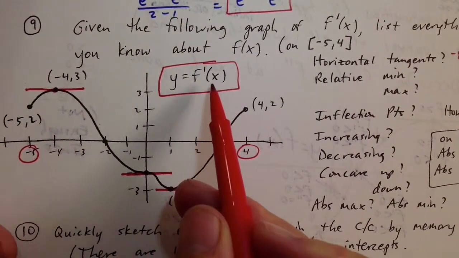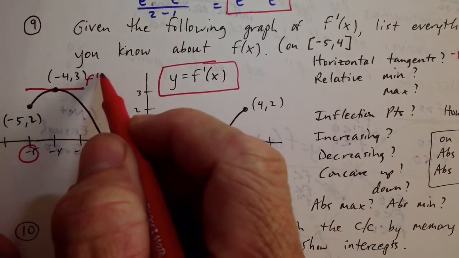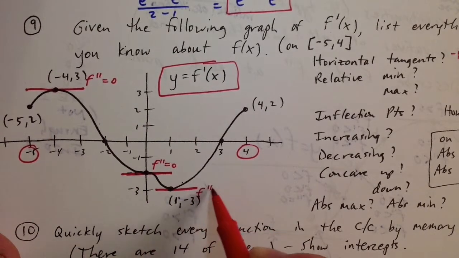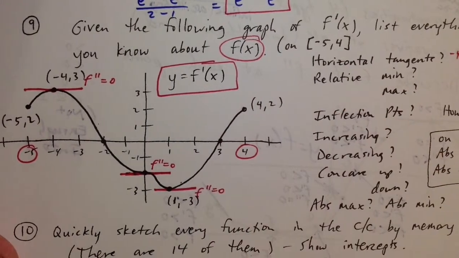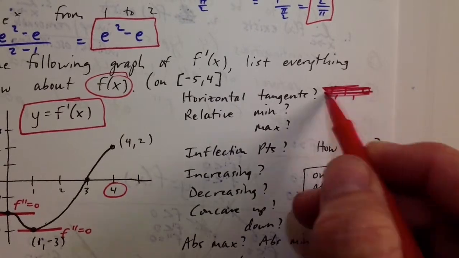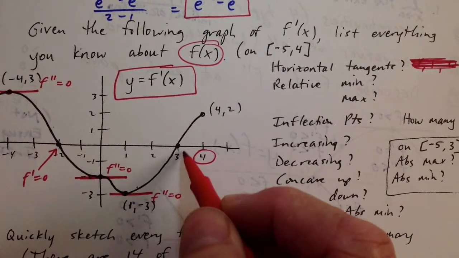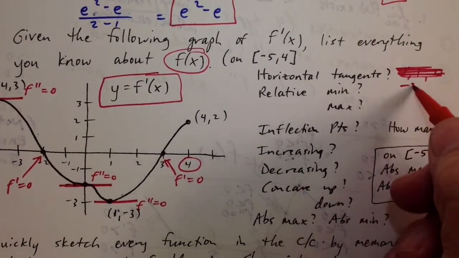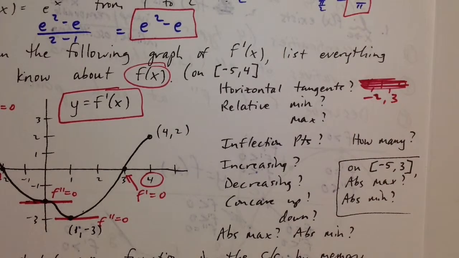So this is actually f prime of x. A horizontal tangent on f prime of x would mean that's where f double prime is equal to 0. But we want horizontal tangents about f of x, so it's not negative 4, 1, and 0. Where would f of x have a horizontal tangent? It's where f prime is equal to 0. That's where f has horizontal tangents, at negative 2 and positive 3.